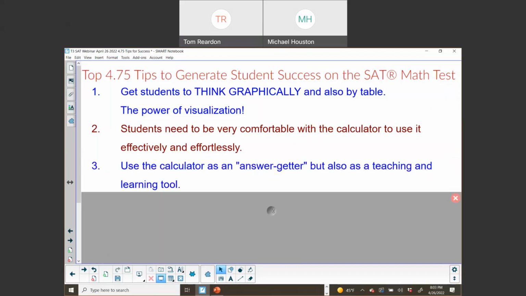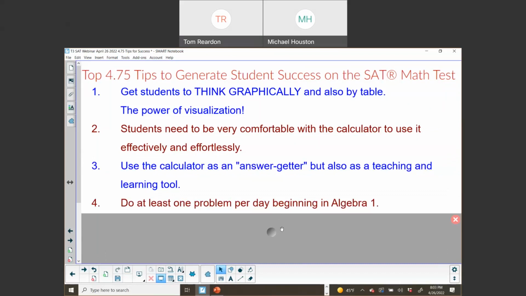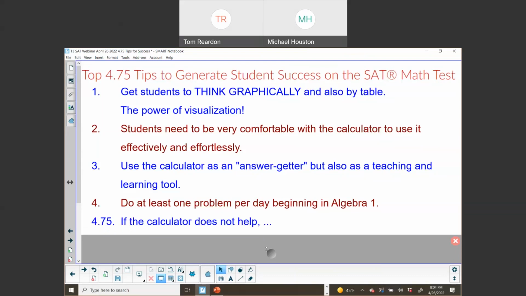I'm hoping that you use the calculator not just as an answer getter, but also as a teaching and learning tool. And we strongly urge you to do at least one problem per day. Not what you're teaching that day, but they've had background to do it. Get them used to this because the questions are asked so very differently from how we ask them in our classroom, how they're asked in your textbook. So get them used to those questions.